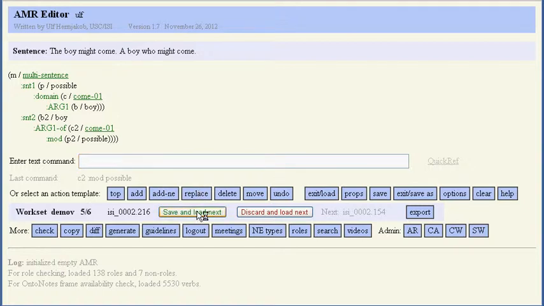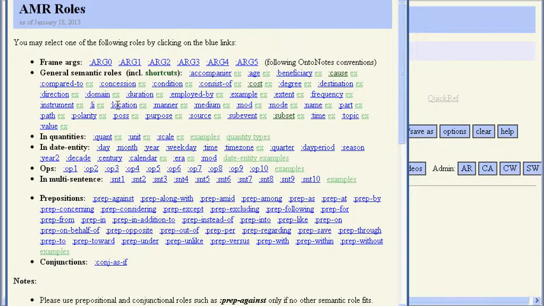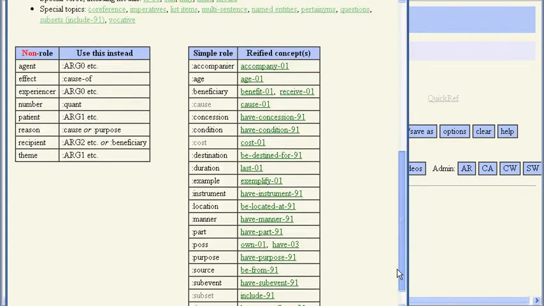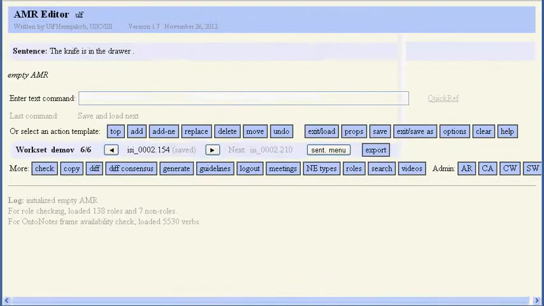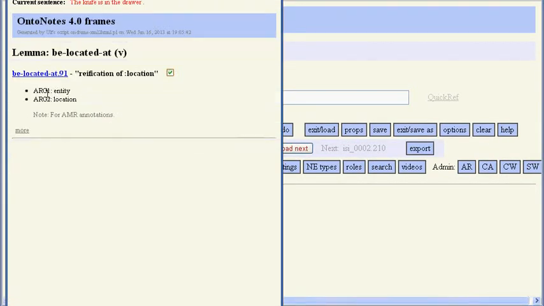We move on to one more sentence, final sentence in the demo over here. We have another scenario for to be where this is not really an equality, but this really is a location scenario. We can look at roles that we have. The normal role would be location, but here this is sort of like a top level concept. And so what we do is we reify, we use the reification concept at the top and type in top, be located at 91. And this is a frame, and arg1 is the entity and arg2 is its location.